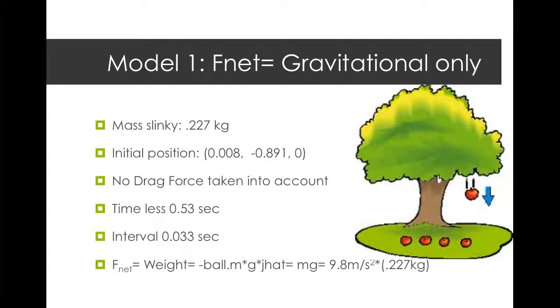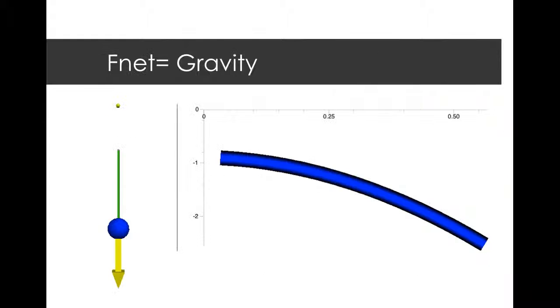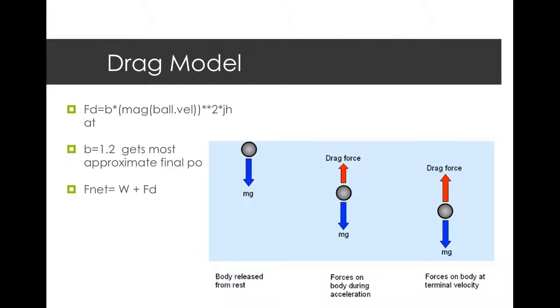in the code initially. For the first model, the net force acting on the system was equal to Fg, the weight force. The images show the model running of the predicted motion of the slinky, and a graph representing its motion in the y direction, as it fell.